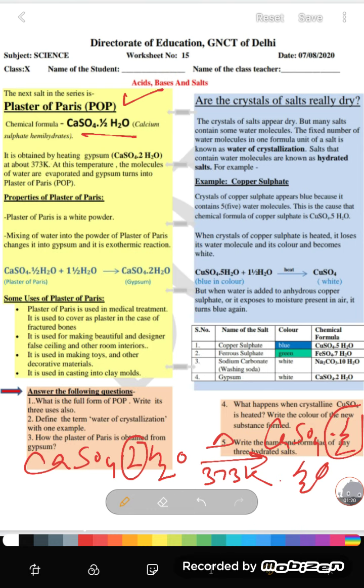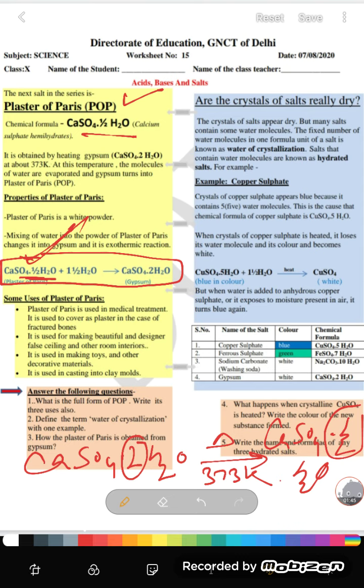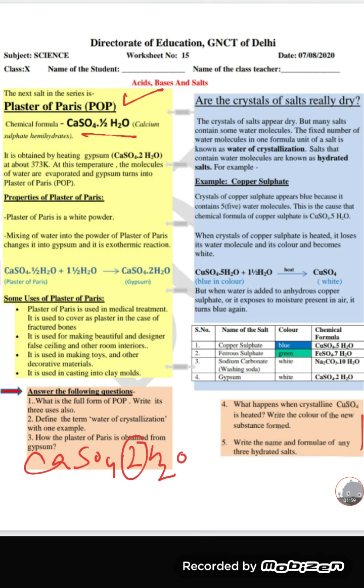Properties of plaster of Paris: it is a white powder, and mixing water into the powder of plaster of Paris changes it again into gypsum, but it is exothermic in nature. This reaction is exothermic in nature, meaning if we add water to plaster of Paris, we will get gypsum again, right? And this reaction is exothermic in nature.